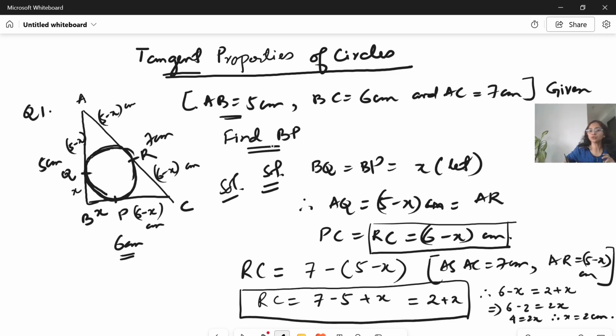So they had told us to calculate BP, and we had taken it as X, which means we have got BP as 2 centimeter. So in this manner, we can solve such questions. It was solely based on the fact that the two tangents from an external point on a circle are equal in length. All right. So I hope this question is clear to you, and if it is, let's take another example.